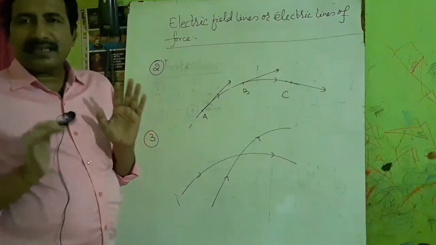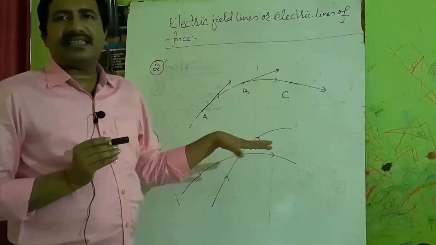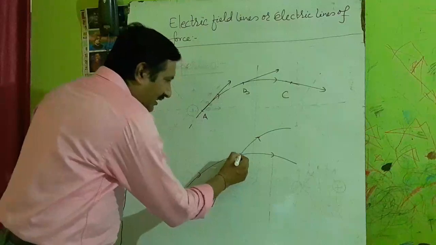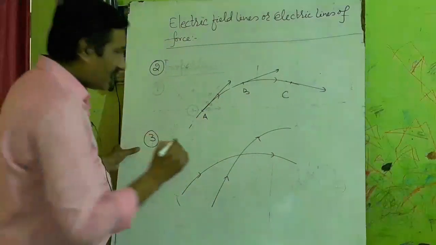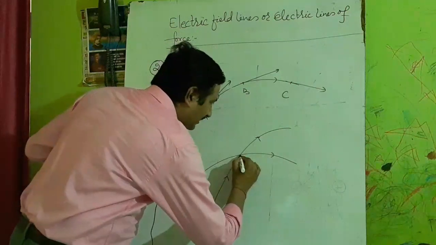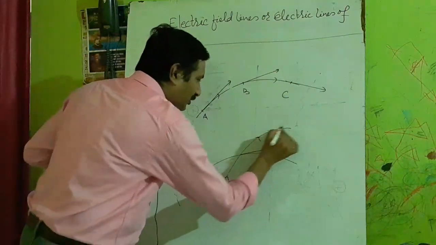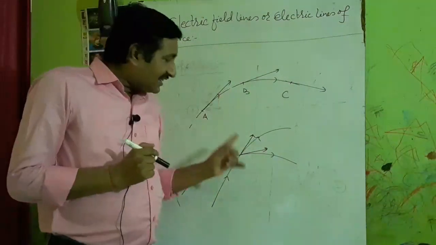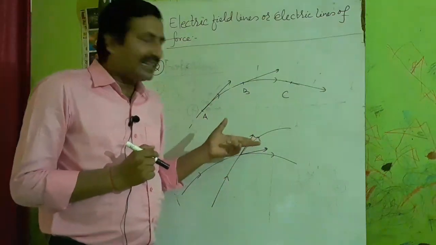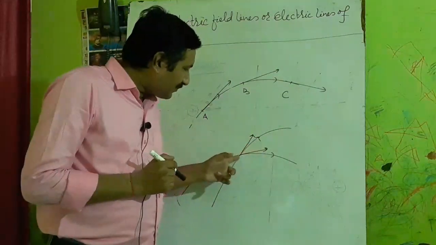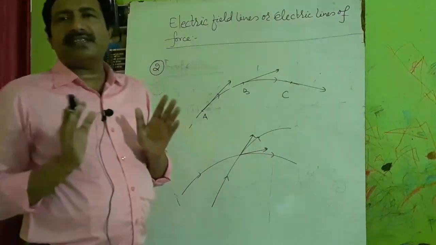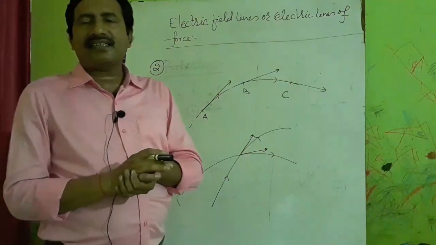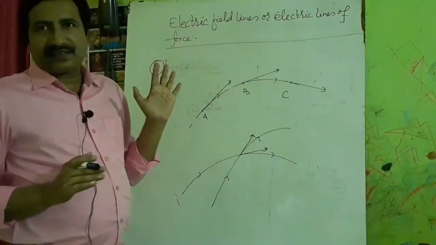What is the reason? The reason is that if the two field lines intersect each other, there will be two tangents at the same point corresponding to the two different field lines. Means tangent corresponding to this field line is this one, and tangent corresponding to this field line is this one. What does it mean? It means that electric field intensity has two different directions at the same point. One is along this and other is along this, which is totally impossible. This is the reason that no two electric field lines intersect each other at any cost.